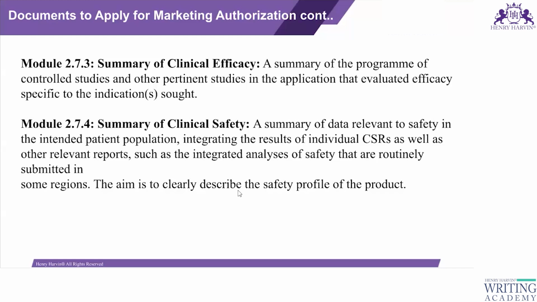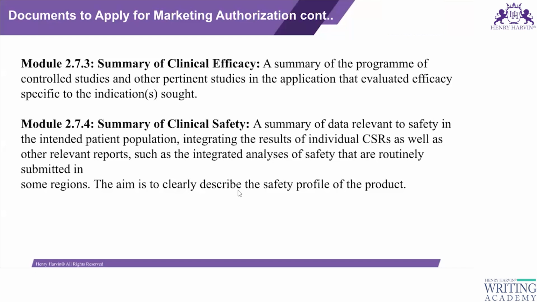The next is module 2.7.4, which is related to the summary of clinical safety. It is a summary of data relevant to safety in the intended patient population, integrating the results of individual clinical study reports as well as other relevant reports such as the integrated analysis of safety that are routinely submitted in some regions. Okay, so this section contains the information about the data related to clinical safety, like how safe the drug is in a particular population.